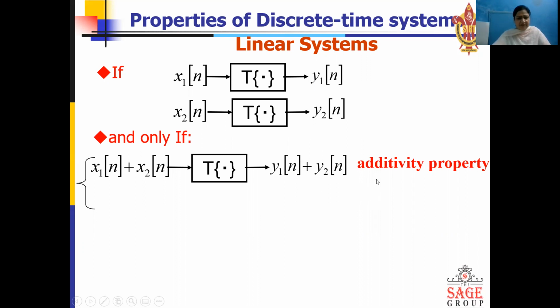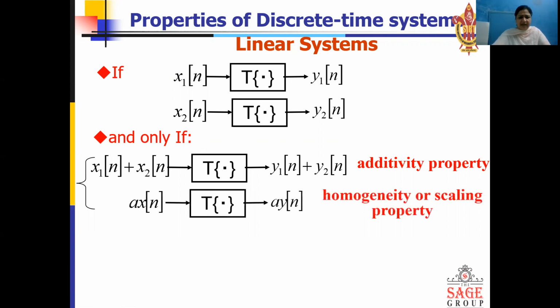First, we will see the additivity property. If we sum the inputs x1[n] and x2[n] and give them to the discrete time system, we should get the output y1[n] plus y2[n], where y1[n] is the output when the input x1[n] was given and y2[n] is the output when input x2[n] was given. This is known as the additivity property. Similarly, we have the homogeneity or scaling property.